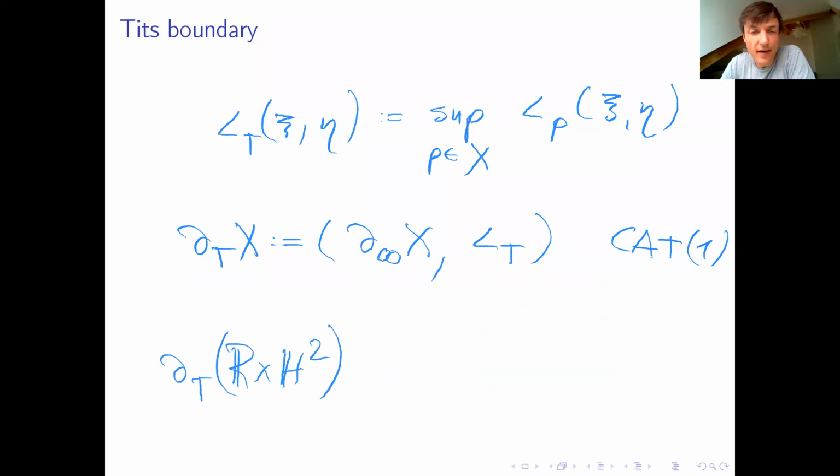So first of all, as a set, or with respect to the cone topology, we see a 2-sphere. I'm not going to write anything. I'm just going to draw what it looks like and try to describe it in words. So we see a two-sphere, but then we have this much finer topology coming from the Tits metric. So how does it look? I claim it looks like this.